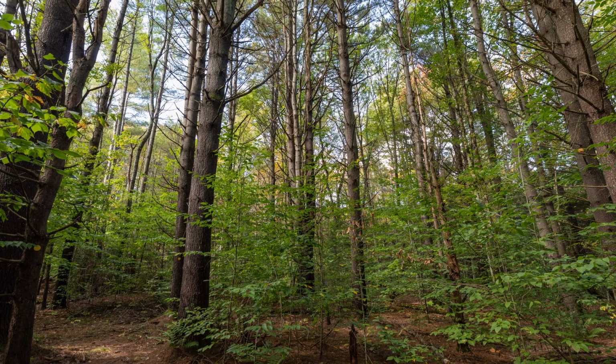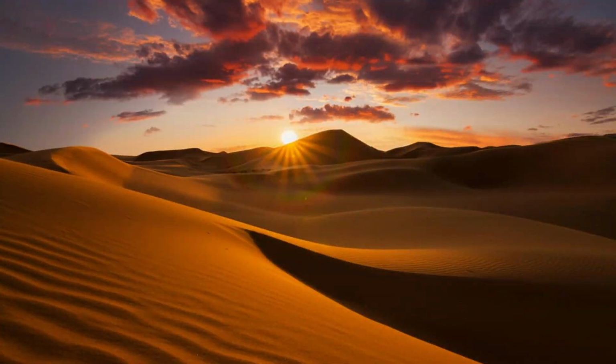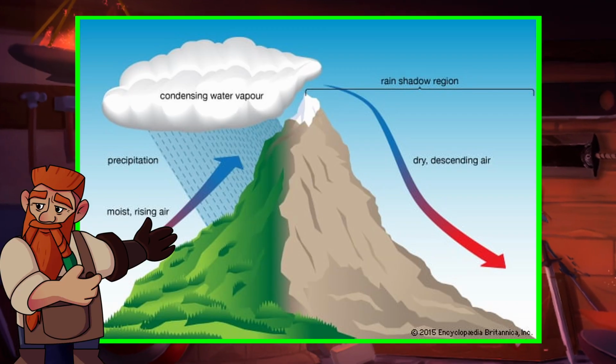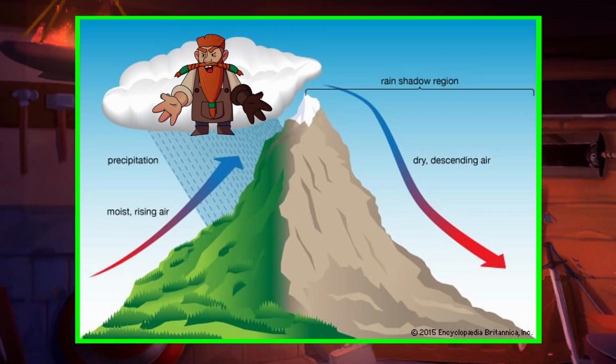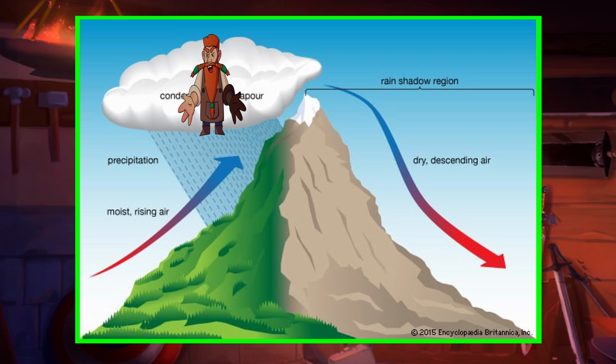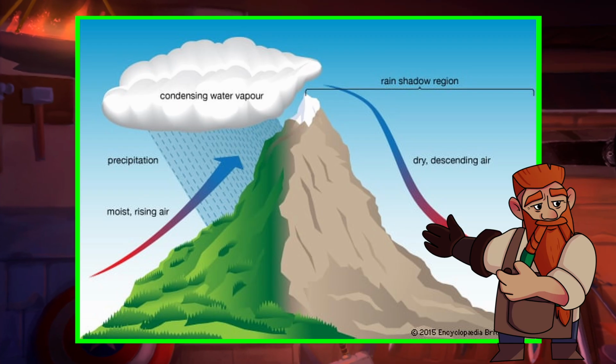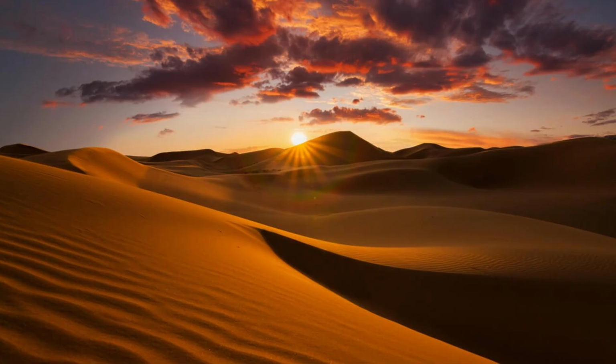Moving on to forests and deserts, they are influenced by mountains. Here is the science. When moist air from the ocean hits the mountain range, it gets squeezed, causing it to rain on one side, creating forests. On the other side, the air is dry and often forms a desert.